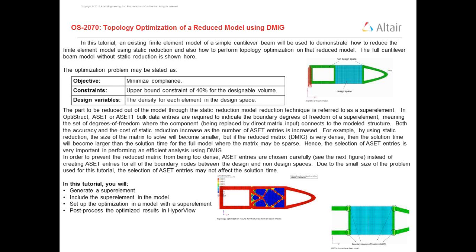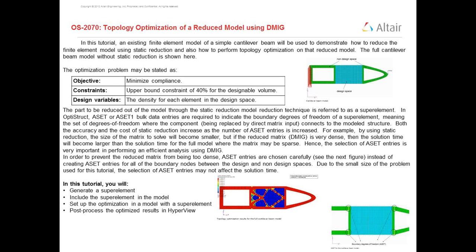The full cantilever beam model without static reduction is shown here. The optimization problem may be stated as follows. The objective of this topology optimization is to minimize the compliance. My constraint is an upper bound of 40% on the designable volume. My design variables are the densities of each element in the design space. The part to be reduced out of the model through the static reduction technique is referred to as a super element. In this process, you will see how to create super elements also.